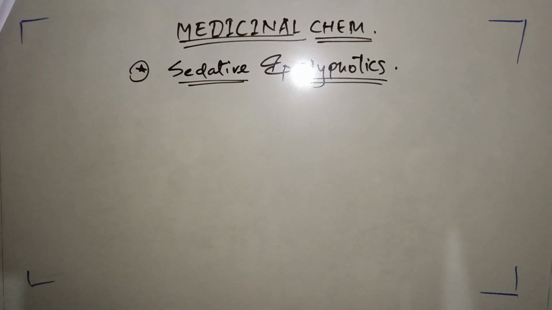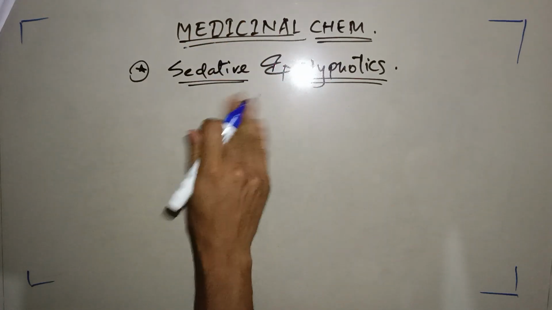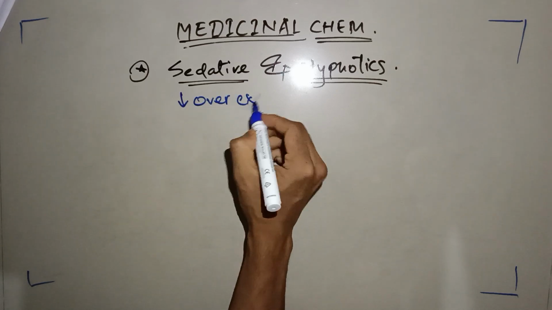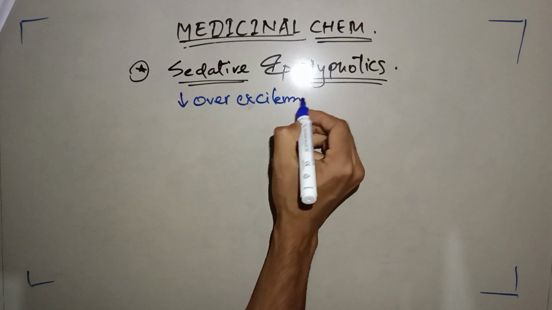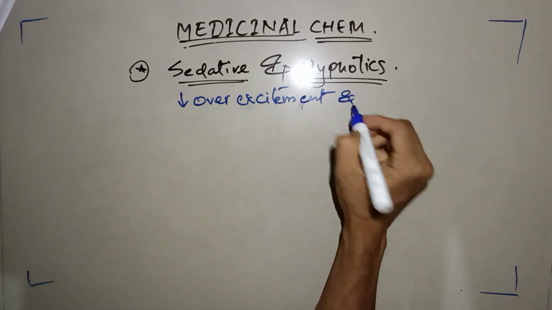So today we are going to learn about the drugs which are used as sedative and hypnotics. That is, the drugs which are used to reduce overexcitement and stress.